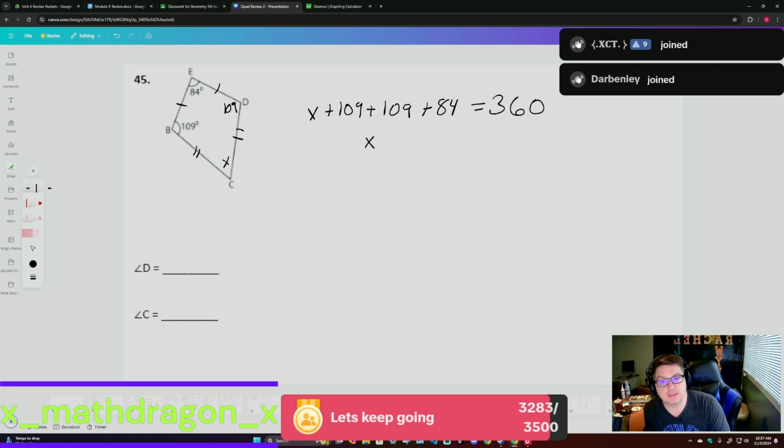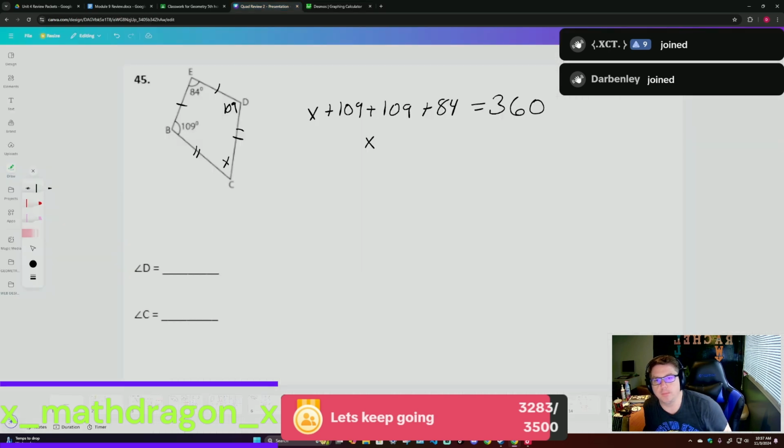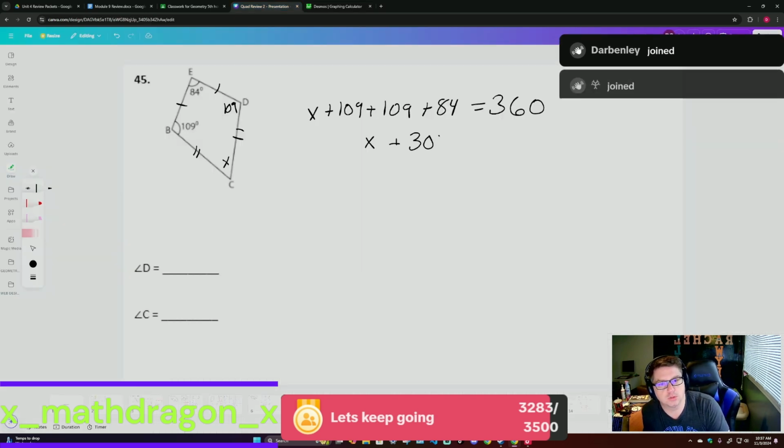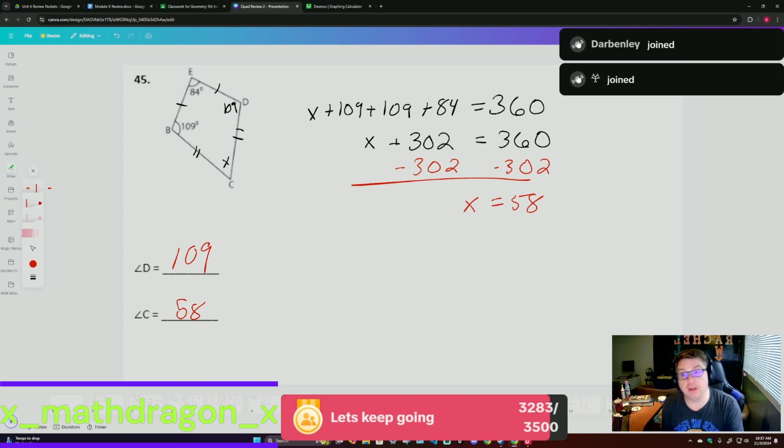Now, if you want to skip that step and do 109 plus 109 plus 84 plus 84 and get 302, I'm totally fine with that as well. Plus 302 equals 360. I just don't like skipping steps if I can help it. And then this is 58. X equals 58. So angle C equals 58. Angle D we knew was 109 because opposite angles between the 1 and the 2 and the 1 and the 2, those are going to be equal.